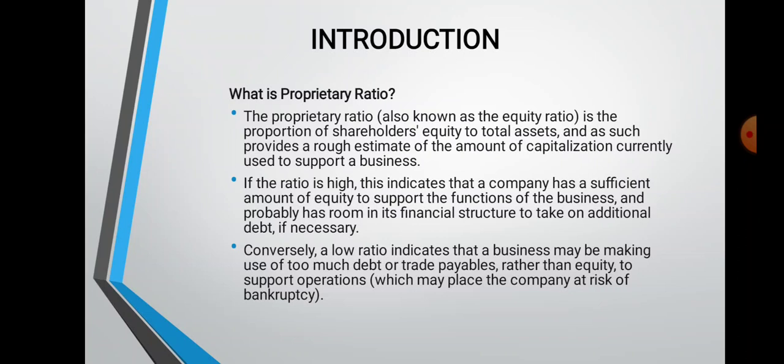So the next point is, if the ratio is high, this indicates that a company has a sufficient amount of equity to support the functions of the business and probably has room in its financial structure to take on additional debts if necessary. Conversely, a low ratio indicates that a business may be making use of too much debt or trade payables rather than equity to support operations, which may place the company at risk of bankruptcy.